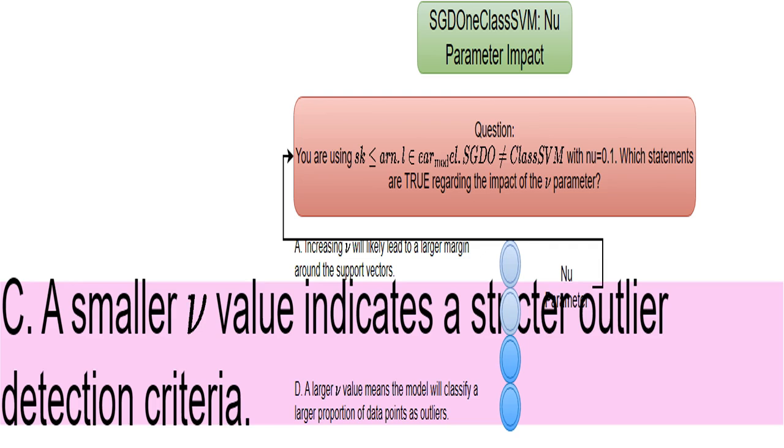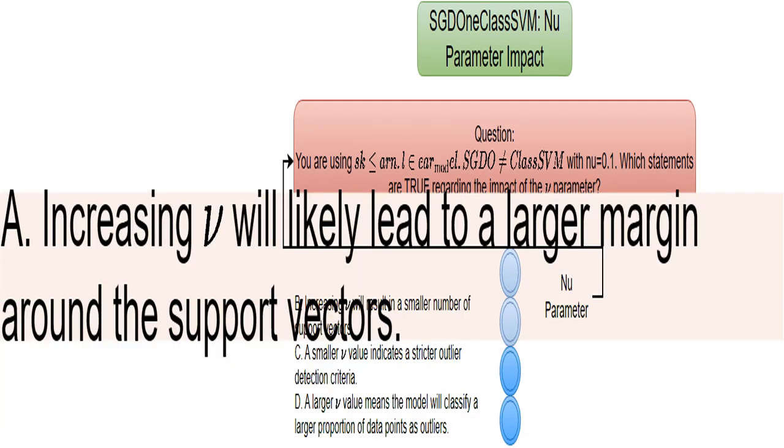It's also related to how many support vectors the model will have. These support vectors define the boundary between inliers and outliers. I'm focusing on the effect of a small nu value.